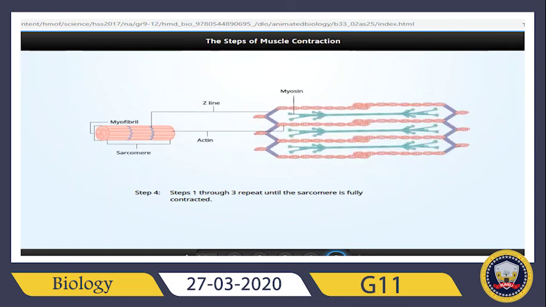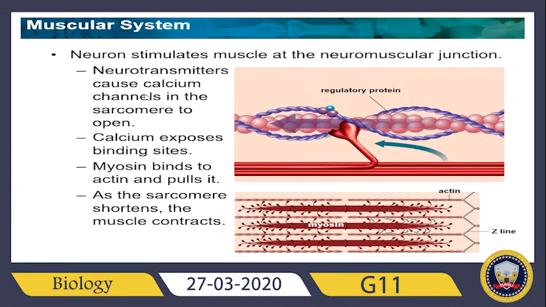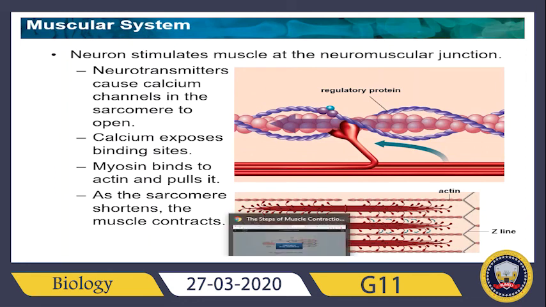Now, how does this happen neurologically? The neuron stimulates the muscle at the neuromuscular junction. At the neuromuscular junction, the neurotransmitter causes calcium channels in the sarcomere to open. When this happens, calcium exposes binding sites. Myosin binds to actin and pulls it inward. As the sarcomere shortens, the muscle contracts. Okay, guys, I hope you understood this session.